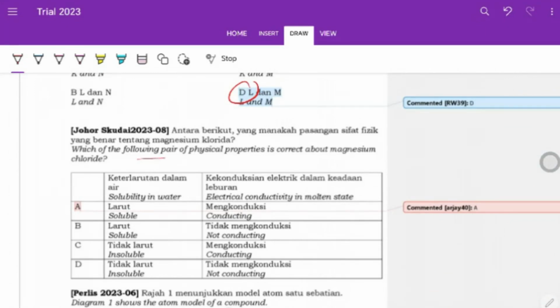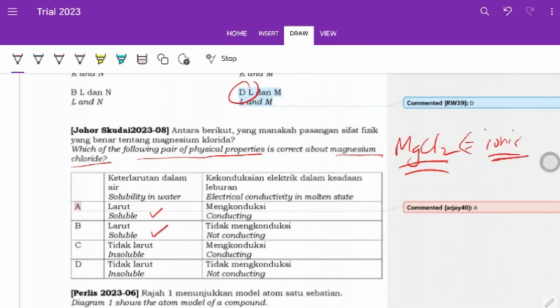Which of the following pair of physical properties is correct about magnesium chloride? Magnesium is a metal, chlorine a non-metal, so it's an ionic compound. Is ionic compound soluble in water? Yes. Ionic is soluble in water but insoluble in organic solvent, so these two are out already. Can it conduct electricity in molten state? Yes, can. This one, not conducting, is wrong.